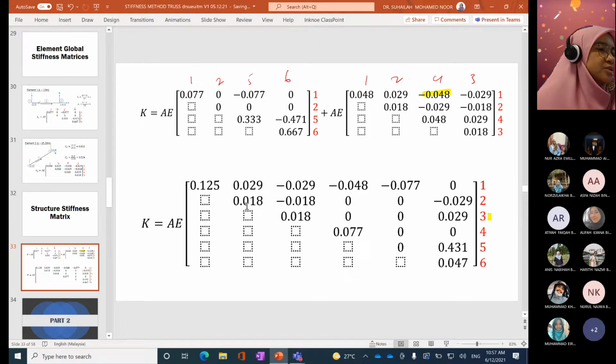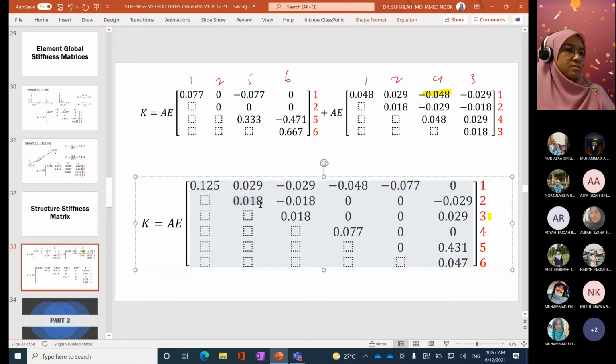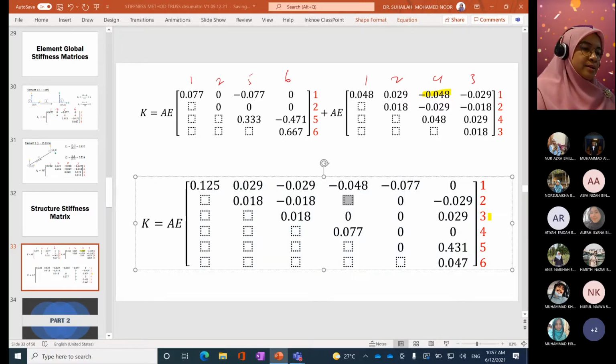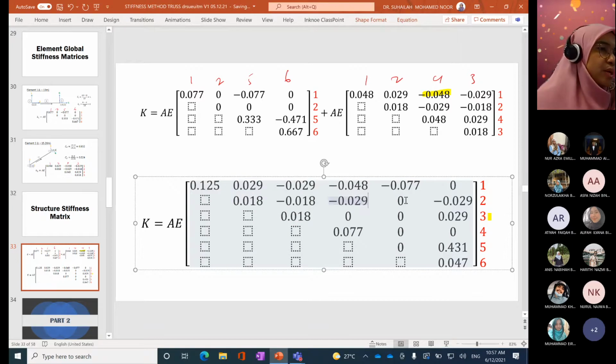Okay? So 22, pula. 22, 0. 22, 0.018. 18. Okay, 23. Betul. 23, betul. Okay, 24. Lain. 24, negatif 0.029. 9. Okay, 25, 0. 26, 0. 0. So kena ubahlah.